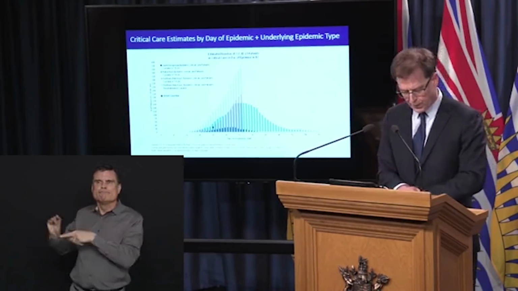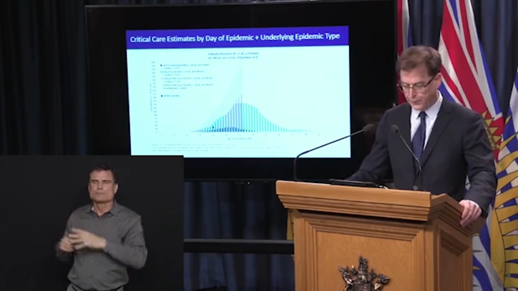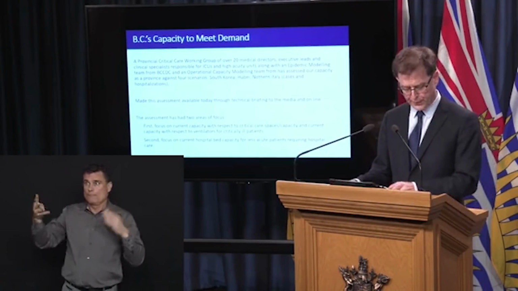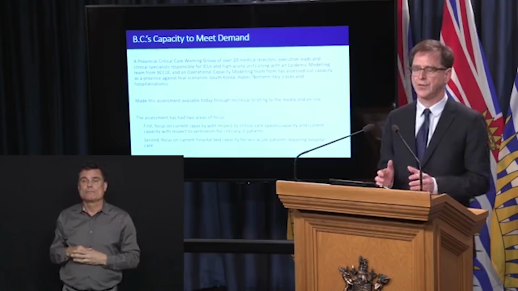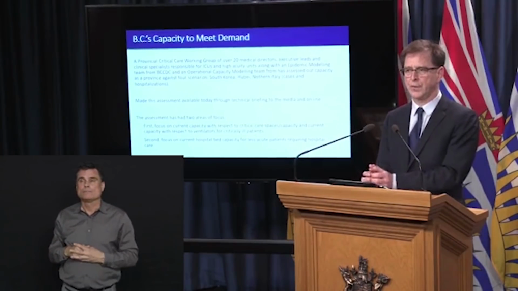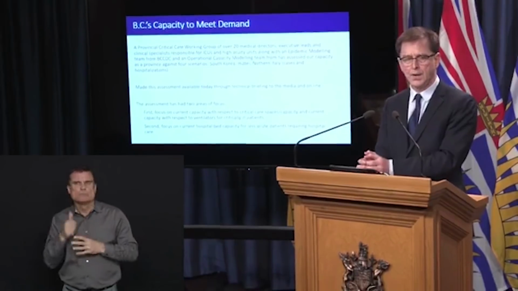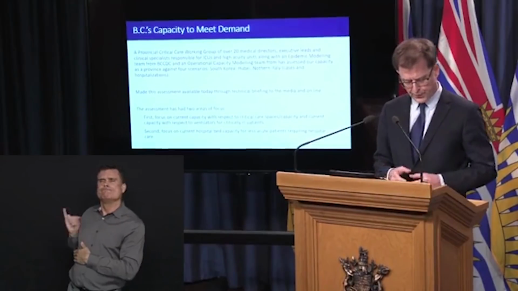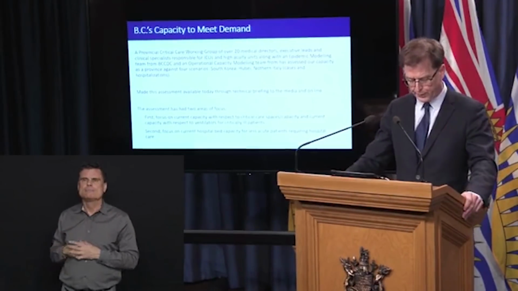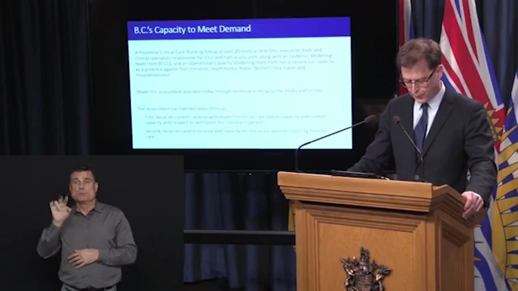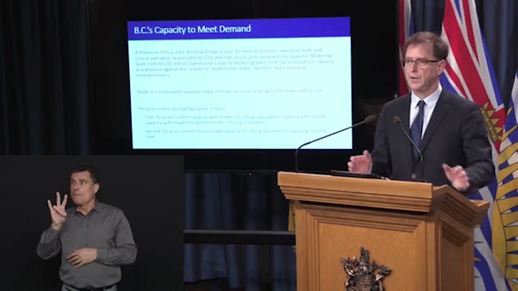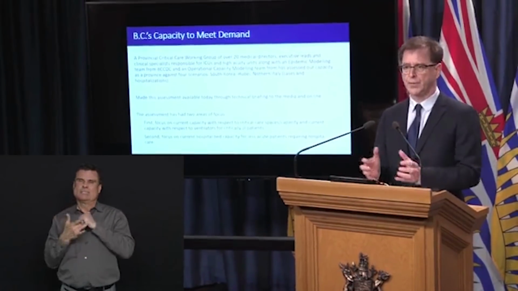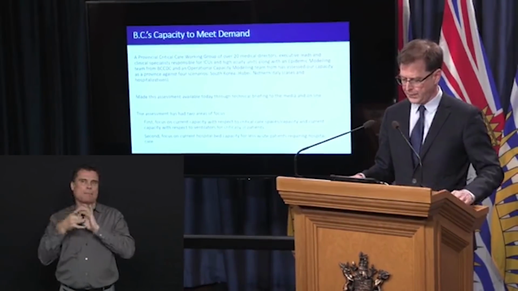The assessment really has two areas of focus. The first is our current capacity with respect to critical care spaces and our current capacity with respect to ventilators for critically ill patients. That cohort of patients that will require critical care, the model assumes would be roughly 4.7% of patients. And the second is a focus on current hospital bed capacity for less acute patients requiring hospital care. That is a larger group of people, between 13 and 14% of patients.